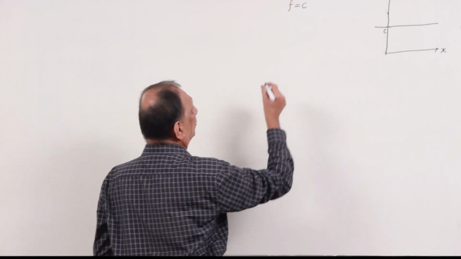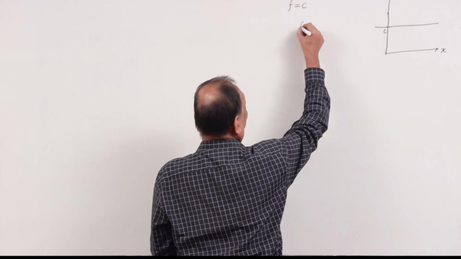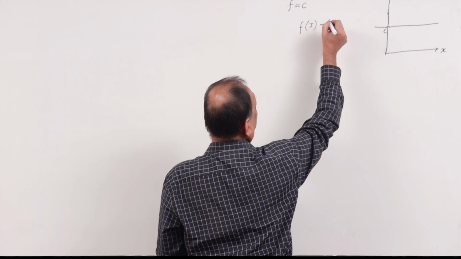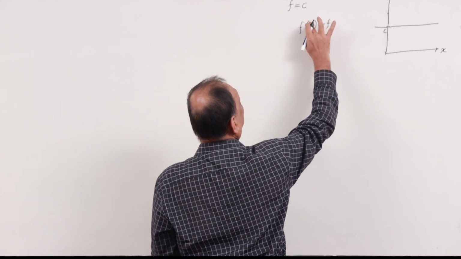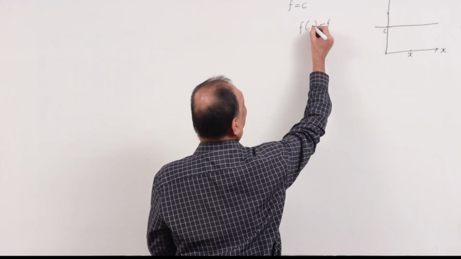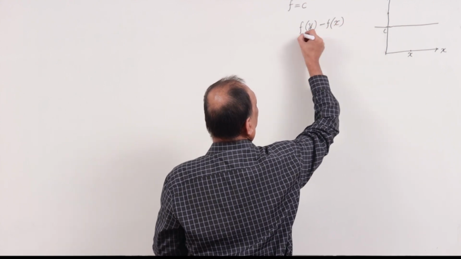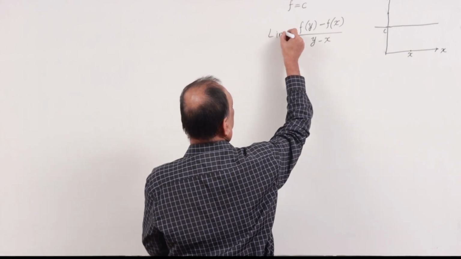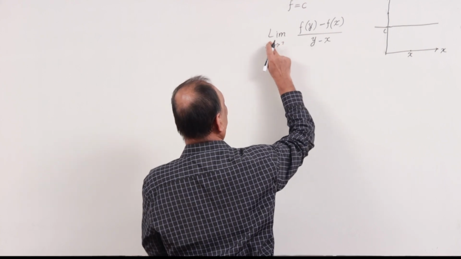And what is that limit? You can write that limit if you want. f of x minus... not f of x. x itself is the point where I want to find the limit. So we need another variable, so I will call it f of y. f of y minus f of x divided by y minus x, as limit x tends to y, or y tends to x.